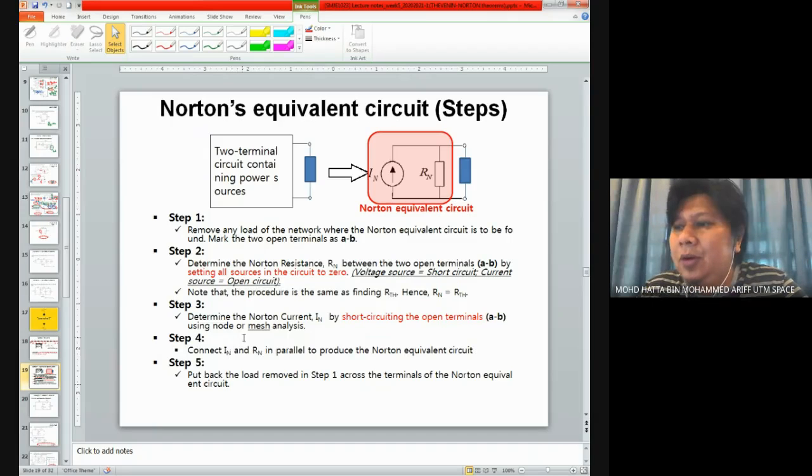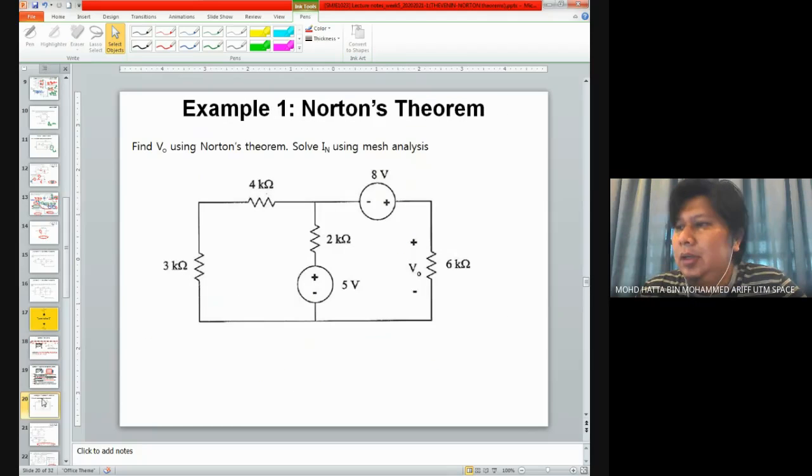For step number 4, once we've found IN and also RN, we need to set up a parallel connected circuit, consists of IN, current source, and also RN as our Norton resistance. And in step number 5, it's basically by putting back the load, we try to find what is the value of current, maybe try to find what is the value of voltage across that load.